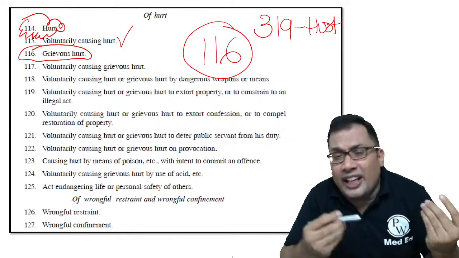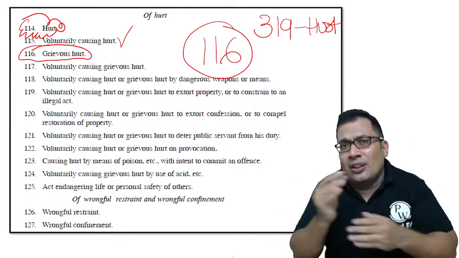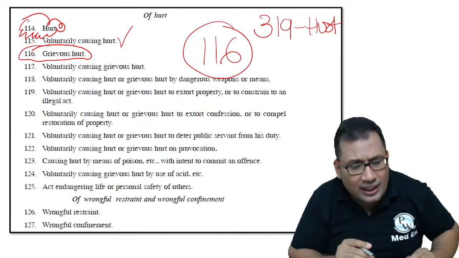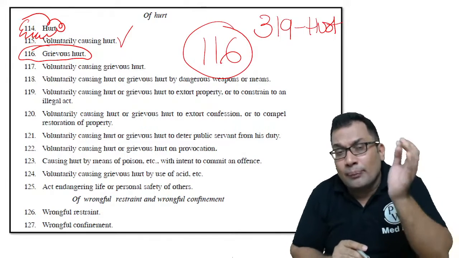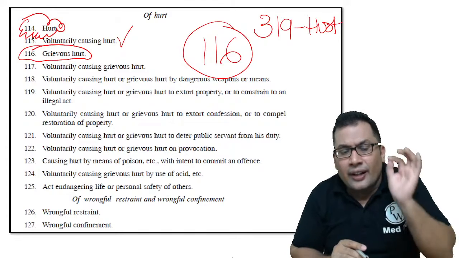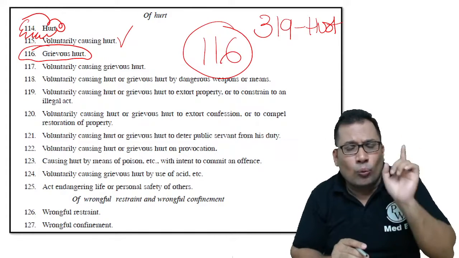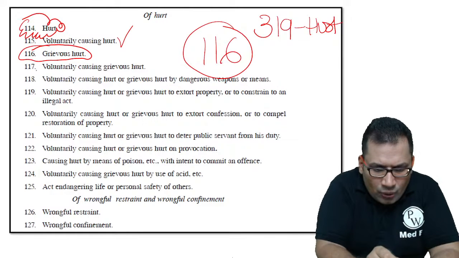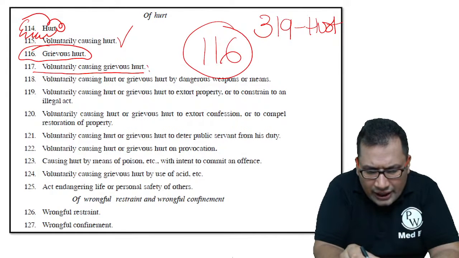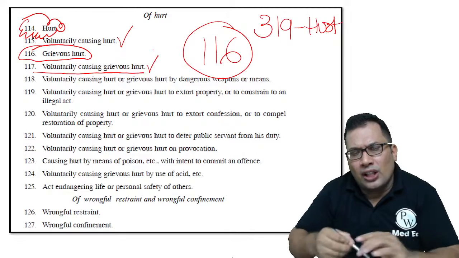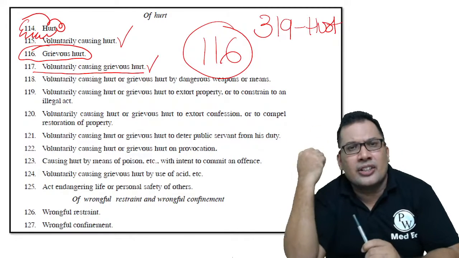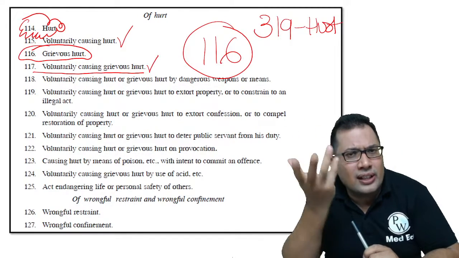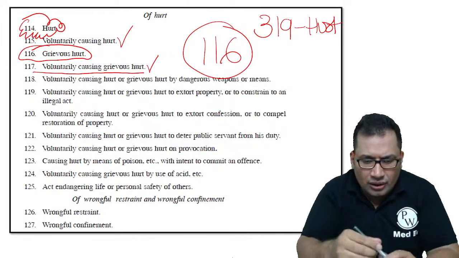Grievous hurt includes 8 clauses, such as emasculation. You must know all these 8 sub-clauses. It was 320 IPC previously, now it is 116. 116 BNS is equal to grievous hurt. 117 is voluntarily causing grievous hurt, for example fracture or emasculation, voluntarily causing with the intention.